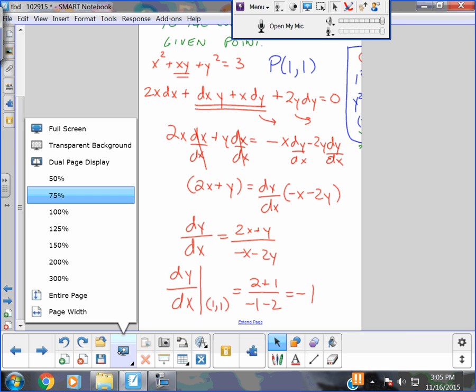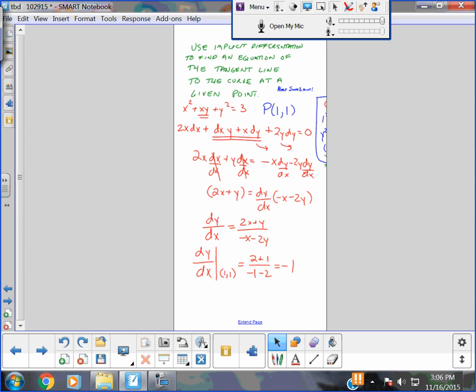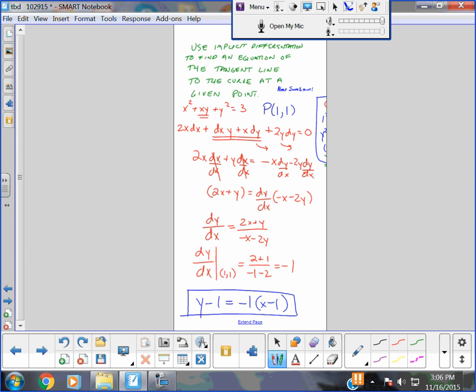And now I have a slope, -1, and I have a point. Write the equation of the tangent line in point-slope form. How about y minus 1 equals -1 times (x minus 1), because the point was (1, 1). And again, anytime we're trying to find tangent lines, you need a slope and a point. The slope comes from the derivative, the point comes from the original function.